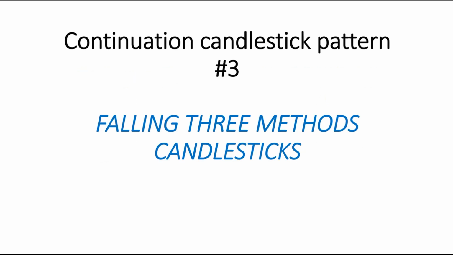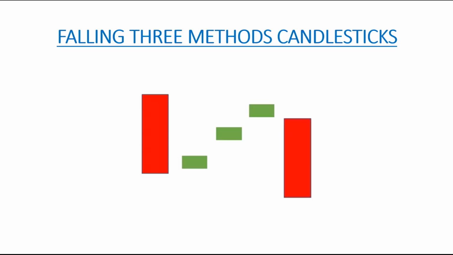Let's jump to continuation candlestick pattern number 3, the falling three methods candlestick pattern. This pattern is a bearish 5-candle continuation pattern. It signals an interruption in the trend but not a reversal of the ongoing downtrend. The pattern has two long red candlesticks in the direction of the downtrend, one at the beginning and one at the end, and in the middle there are three shorter counter-trend candlesticks, being bullish in green in this case.